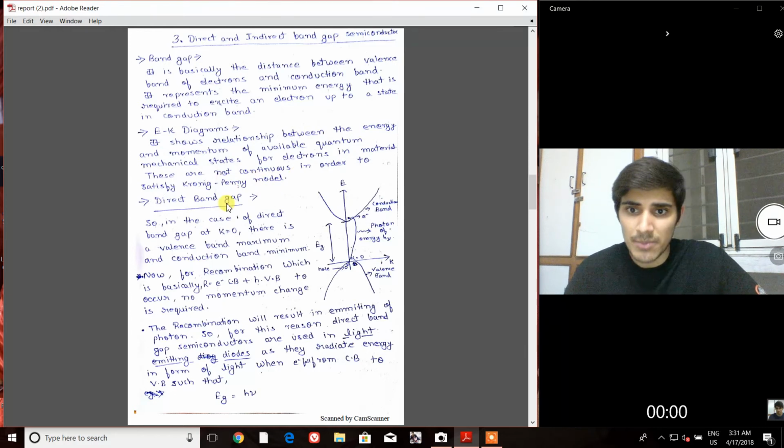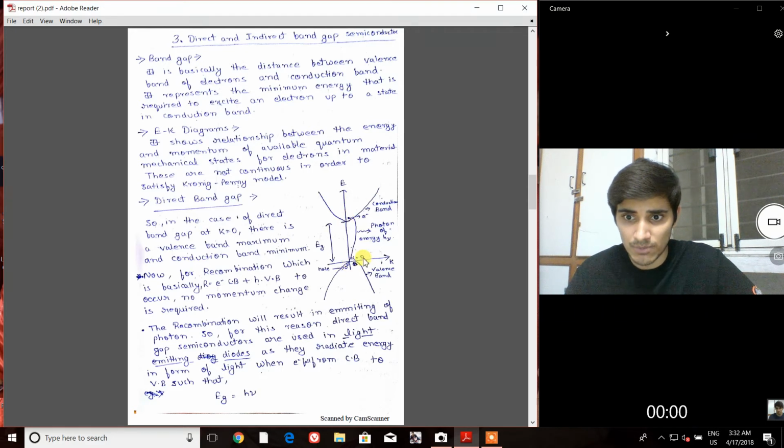Now what is a direct band gap semiconductor? In a direct band gap semiconductor, the minimum of the conduction band and the maximum of the valence band align. Here from the figure we can see that at k equals 0, the top of the valence band and the bottom of the conduction band are aligned at the same value, that is k equals 0.